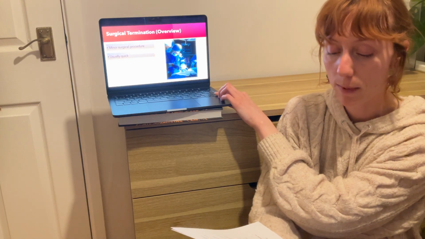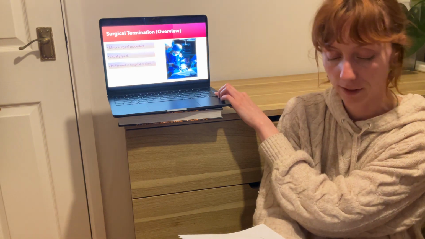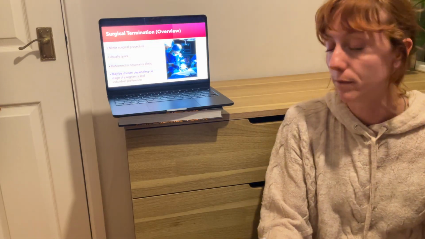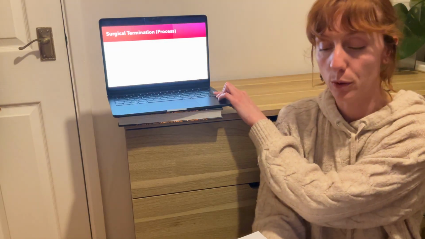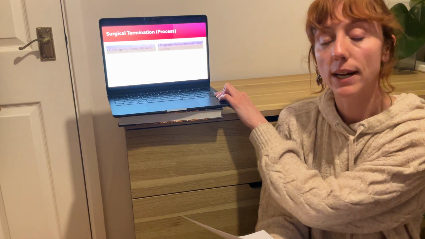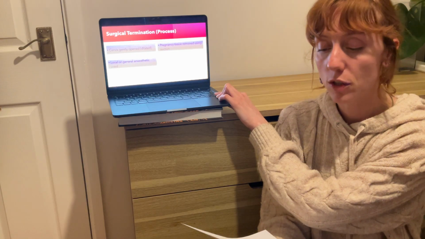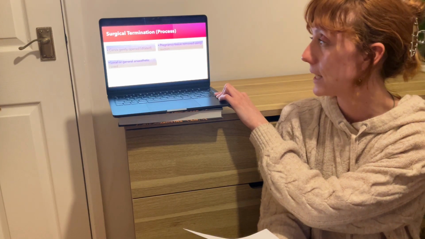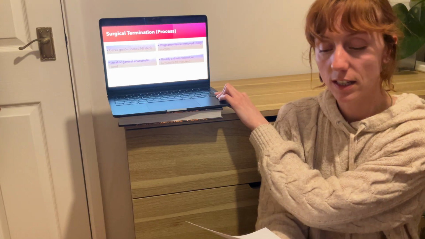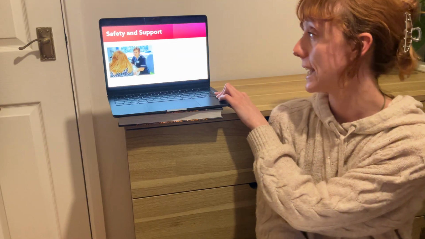It is usually quick and may be recommended depending on the stage of pregnancy, medical circumstances, or patient preference. It is performed by trained healthcare professionals in a safe, controlled environment. During a surgical termination, the cervix is gently opened or dilated and the pregnancy tissue is removed using gentle suction. The procedure is usually carried out under local or general anaesthetic and takes around 5 to 10 minutes. Afterwards, the patient is monitored for a short period before going home, and follow-up care is provided if needed.